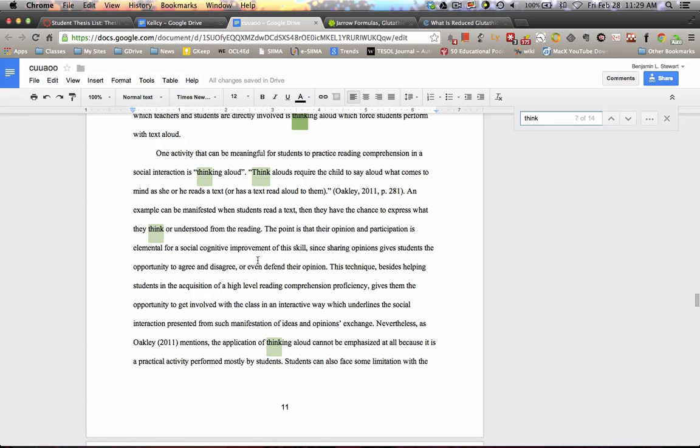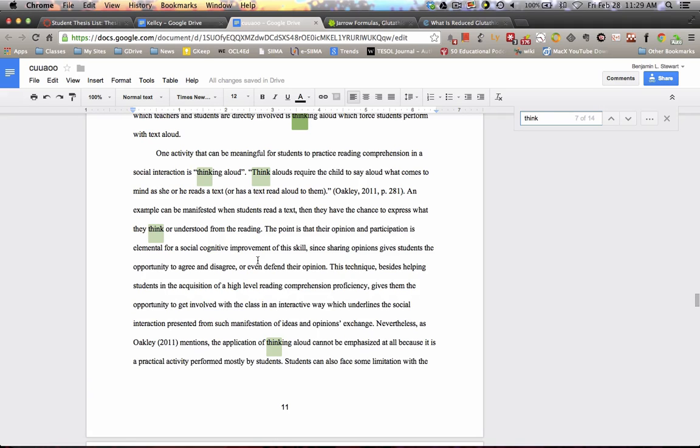Think alouds are this, and bring in an expert. It tells the reader what think aloud is, and how it could be applied, and then maybe the purpose. Why do they use think alouds? And that's where you can start talking about the theory. But ask yourself, how important is it? I mean, are you researching think alouds?